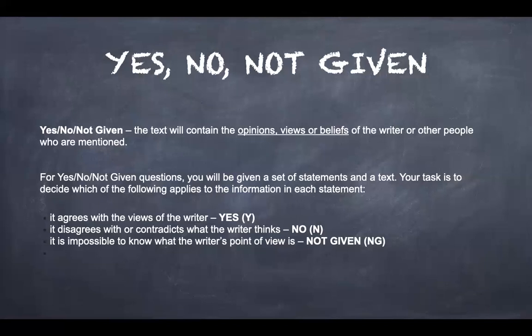The trick is the same, but the kind of passages will be different. So you have to understand this. The passages will be different, the trick will remain the same. And when is the statement not given? When the writer's point of view is impossible to know. We just don't know the writer's point of view. That time your answer will be not given. So this is a clear distinction between yes, no, not given.